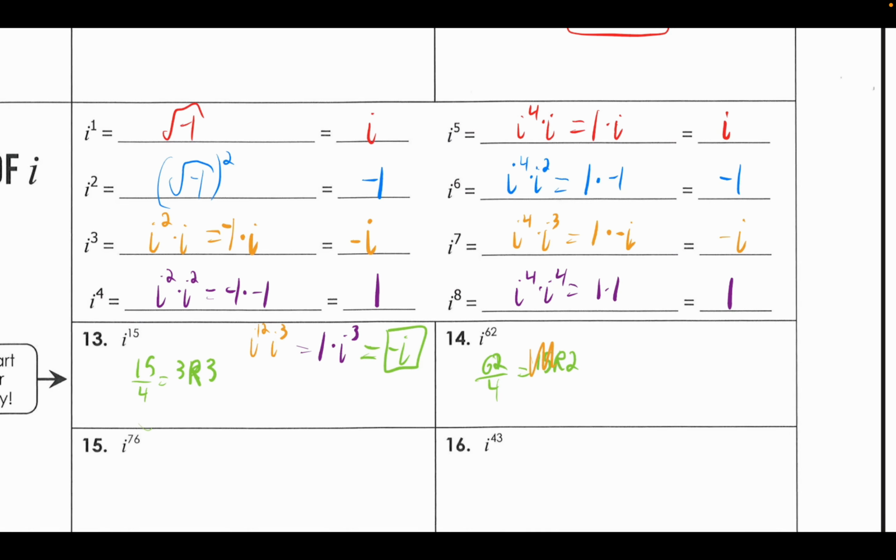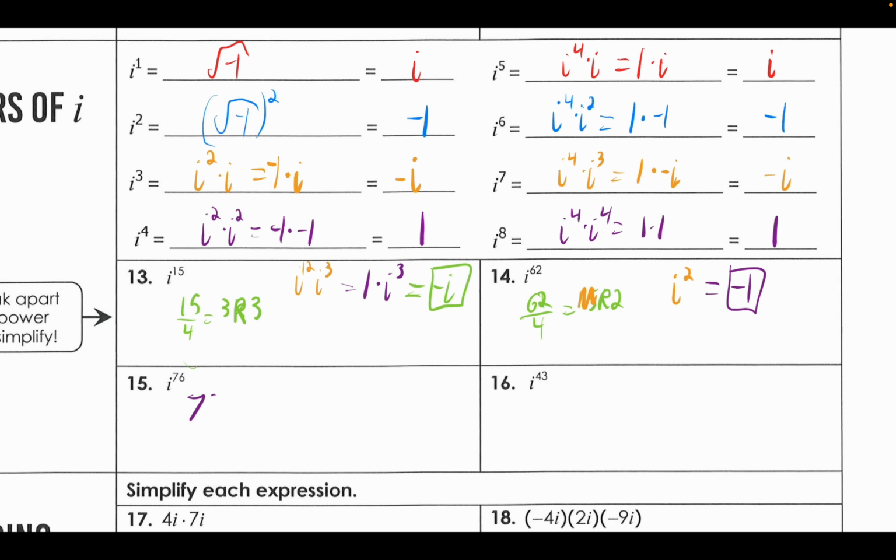And so as we look at this remainder of 2, which once again, we don't care about that 15, we only care about the remainder, this tells us it's going to be i squared. And i squared is equal to -1. Meaning i to the power of 62 is equal to -1. Same thing would happen here on i to the power of 76. We take 76, we divide it by 4, and we say that this ends up being 19 with a remainder of 0. Well, what do I do now?